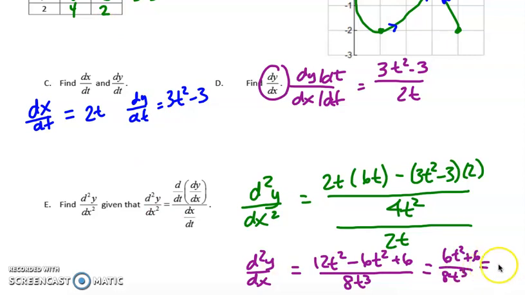And then it looks like I can just simplify this a bit more by dividing by 2 to get 3t squared plus 3 all over 4t cubed. That is my second derivative. So the key here is that you do have to memorize that when you differentiate to get the second derivative of a parametric, you do have to divide by dx dt.